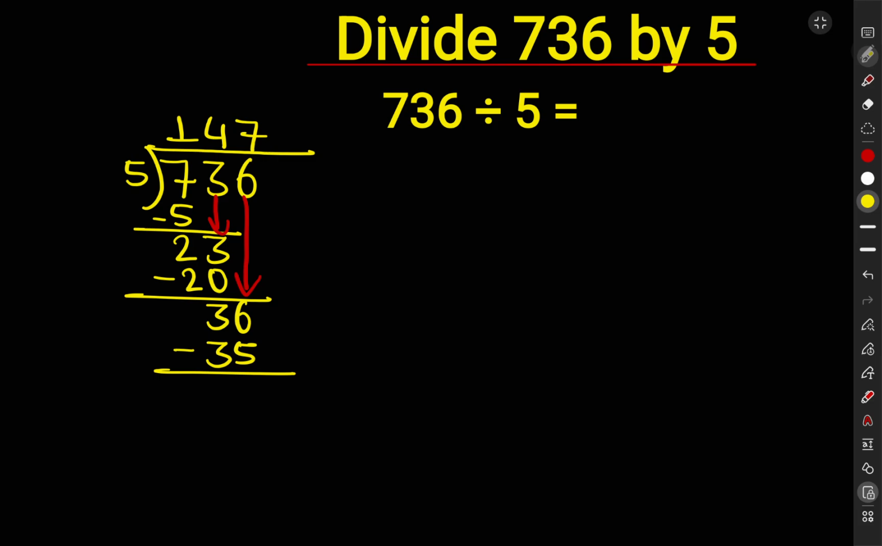On subtracting we get 1. So now we have no other number to put down. So we take here a decimal so that we put 0. So it is 10 and 5 times 2 is 10. On subtracting we get 0.